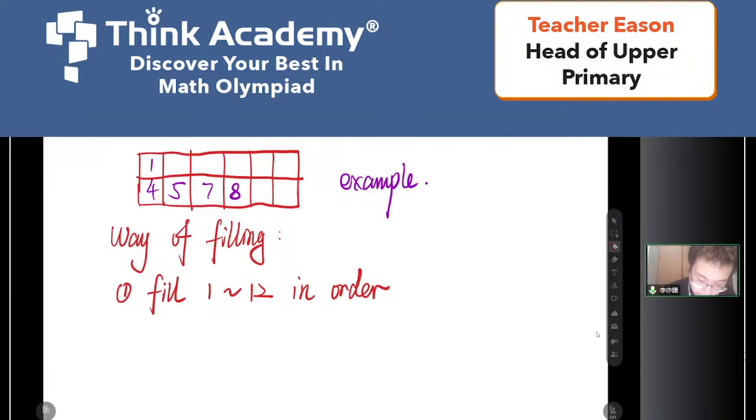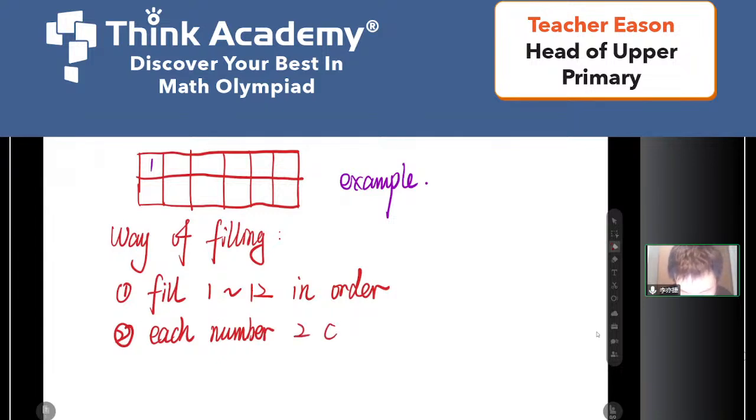So the first rule is that for each number written, we have 2 choices, right? So for each number, we have 2 choices. Why 2 choices? We can only choose to write it on the top or bottom.